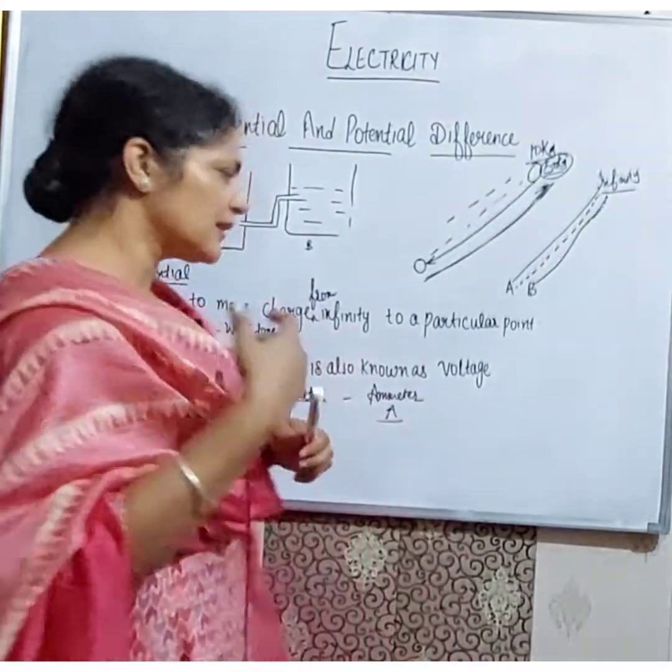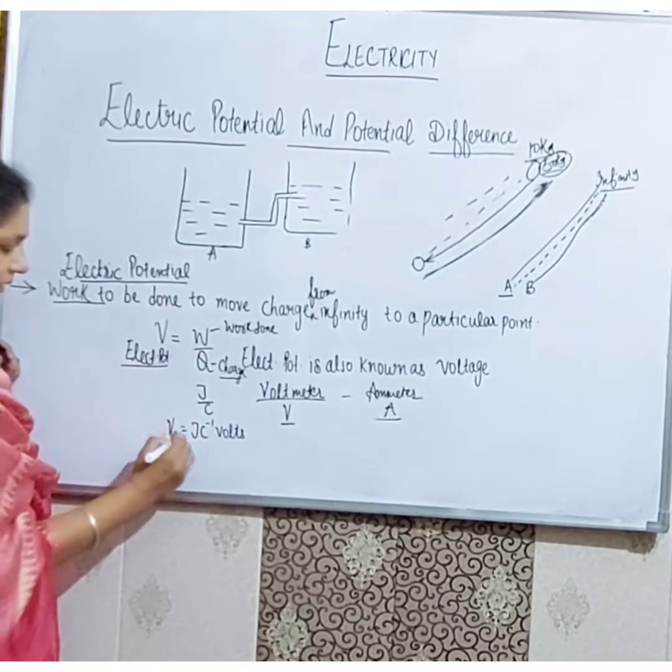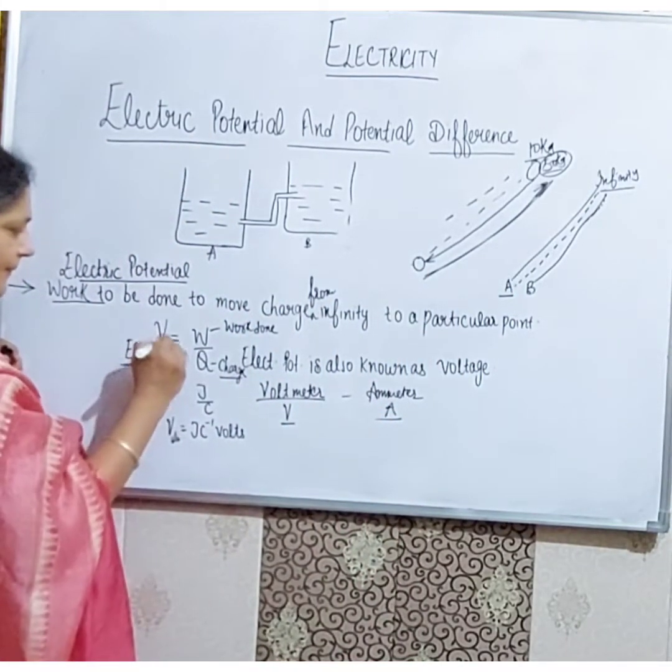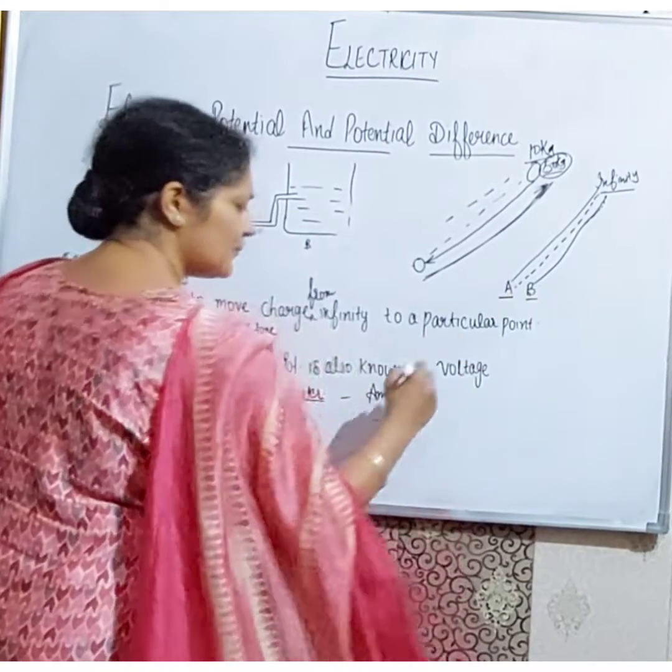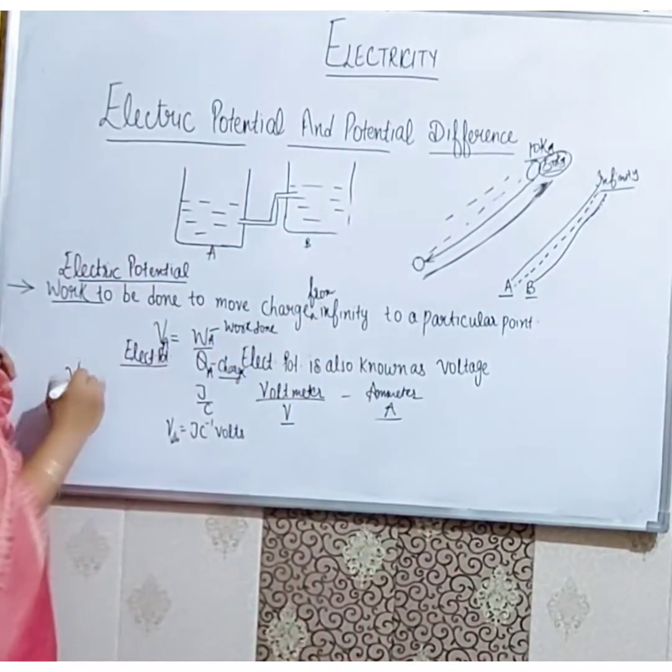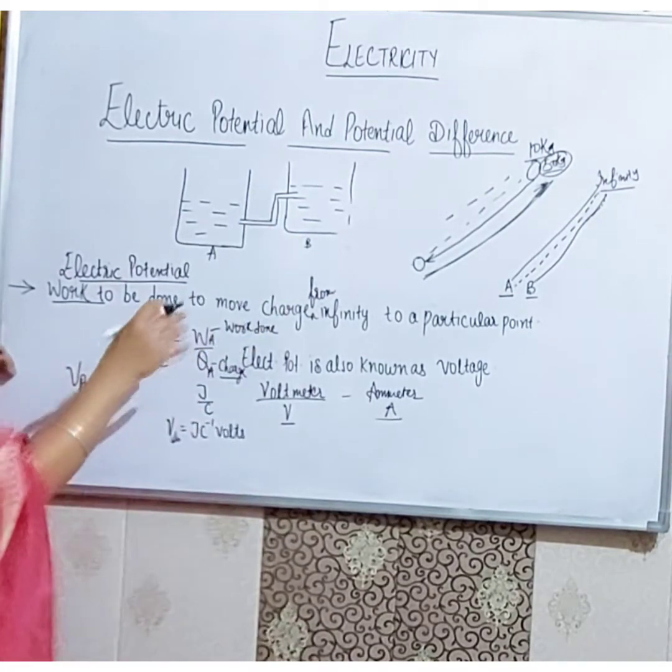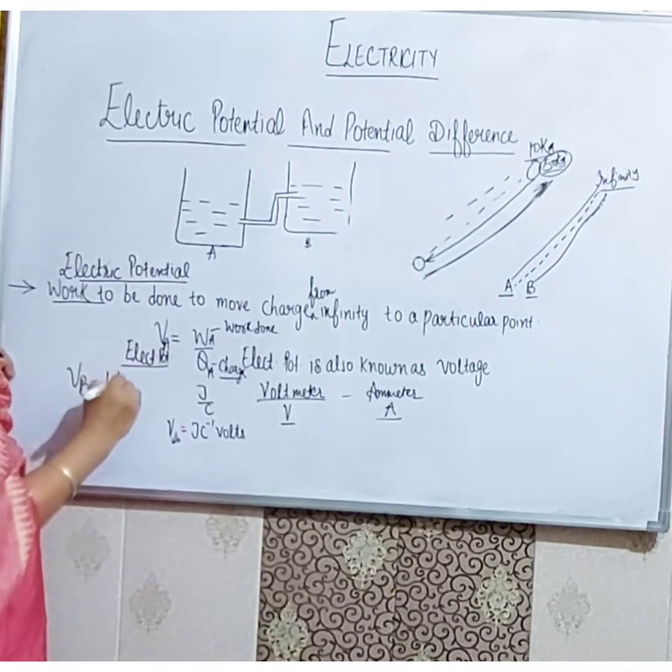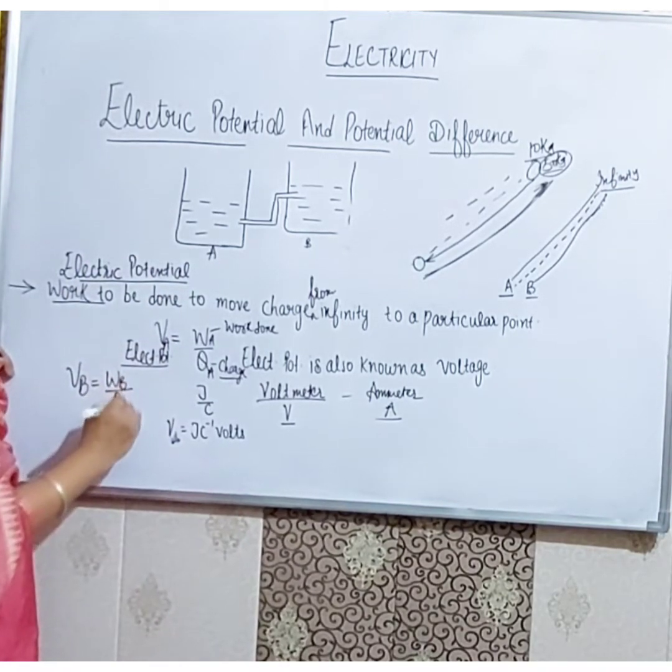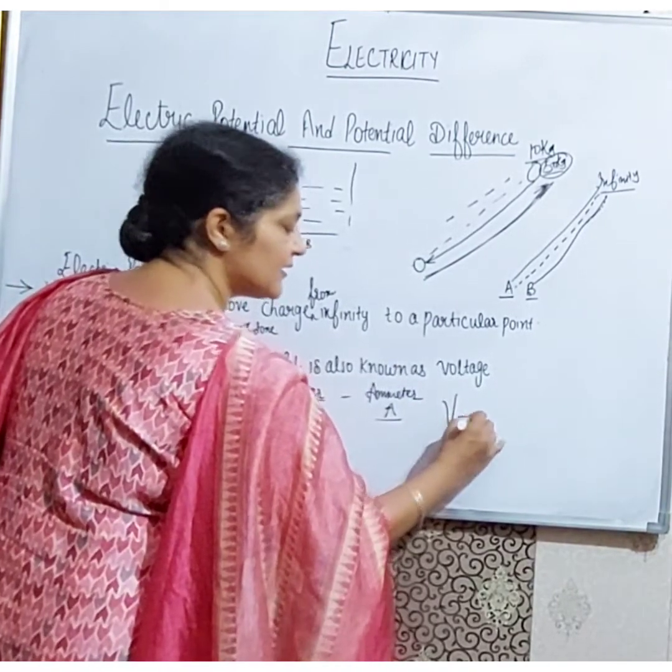So again we can take this as VA, WA, QA. Now for the second point we can have electric potential, the work which has to be done to bring the charge to a point B. So it will be like this. So what will be the total potential difference?